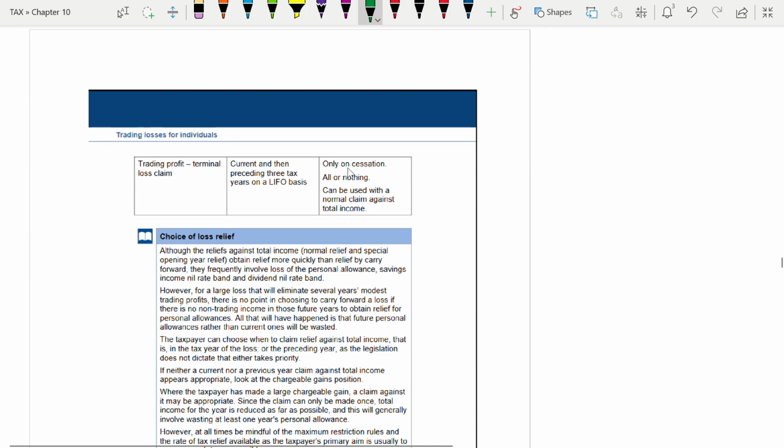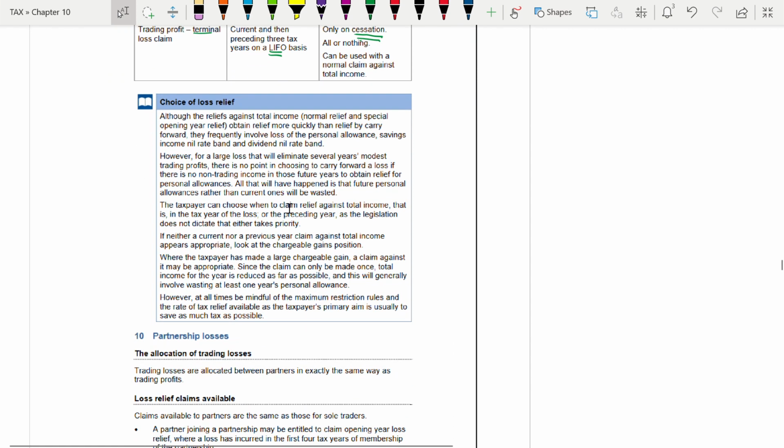Trading profit, terminal relief. Terminal loss relief, we are working on LIFO basis. It happens only when you are winding up the business. Just very quickly, all the reliefs against total income obtain more relief quickly than relief by carry forward. You read this.